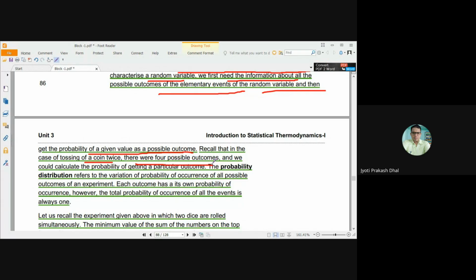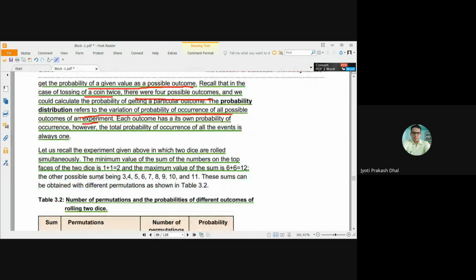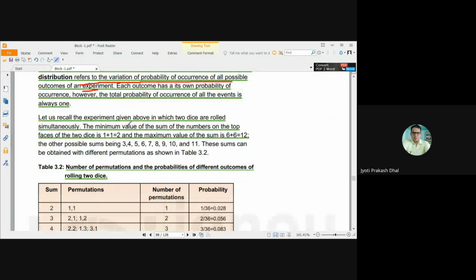We could calculate the probability of getting a particular outcome. The probability distribution refers to the variation of probability of occurrence of all the possible outcomes in an experiment. Now let us recall the experiment given above, which we have already discussed.